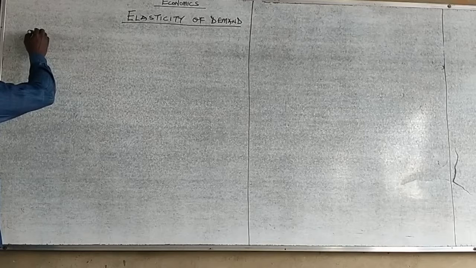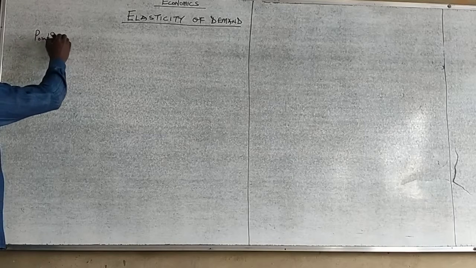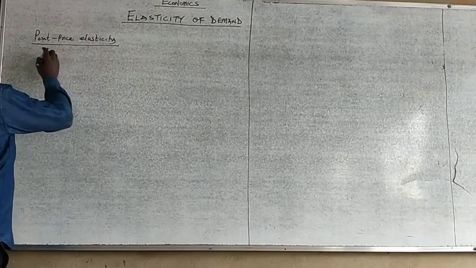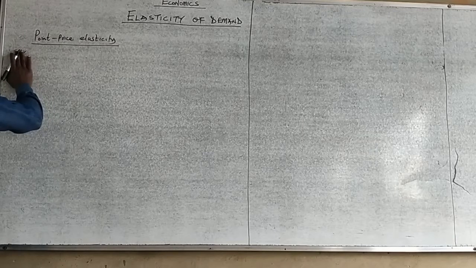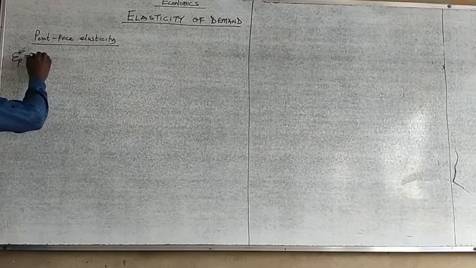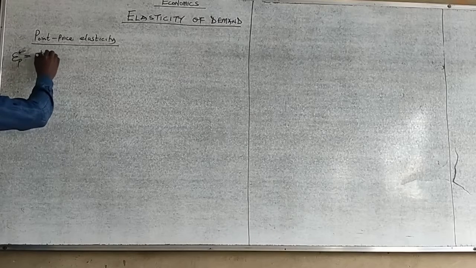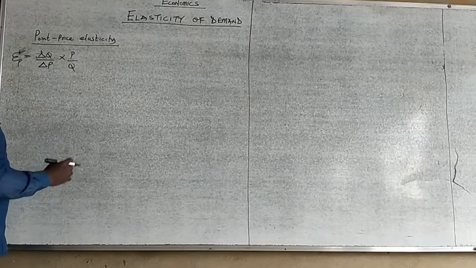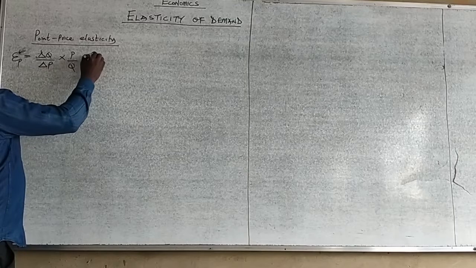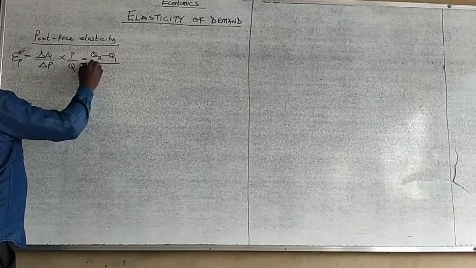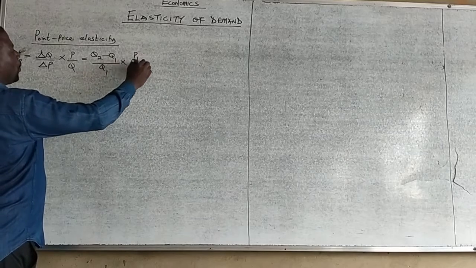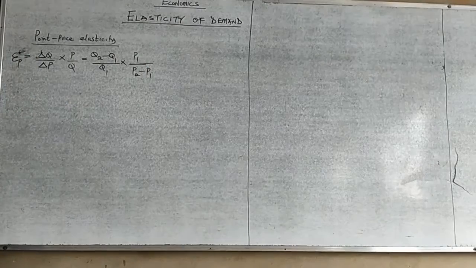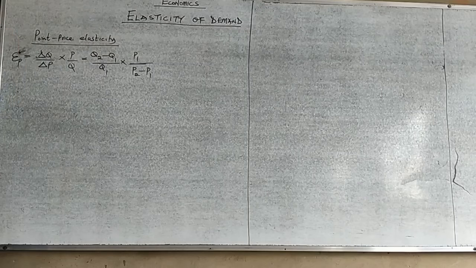Now the elasticity here is change in Q over change in P times P over Q. And this formula is the same thing as Q2 minus Q1 over Q1 times P1 over P2 minus P1, the one I first used to solve. We call this point price elasticity.